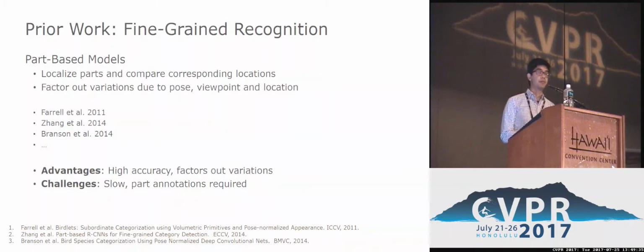There's a lot of prior work on fine-grained recognition. I'll just highlight a few things briefly. It can be divided into part-based models. The point of part-based models is to localize the parts, compare the corresponding locations, and reason with the parts. This factors out the variations due to pose, viewpoint, and location. That's what makes this potentially have higher accuracy, because it factors out the variations and takes advantage of the part annotations. Conversely, it's usually slower because the models are complex and part annotations are required.